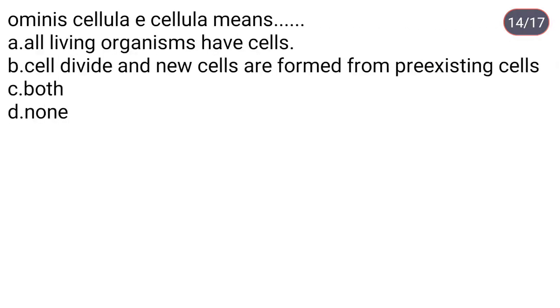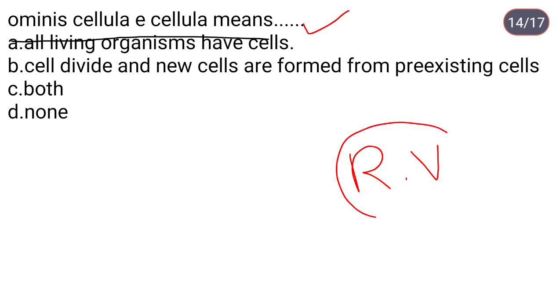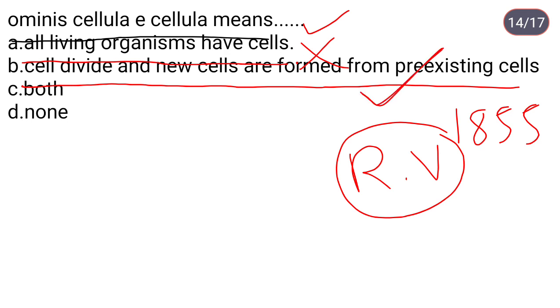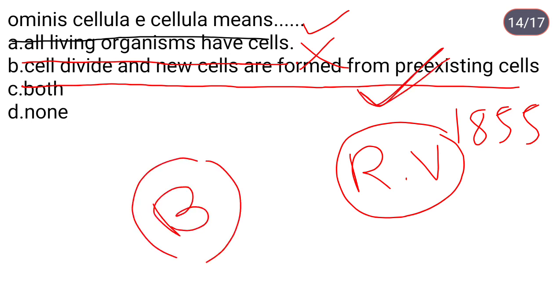And the next question is, omnis cellula e cellula. What exactly is the meaning of omnis cellula e cellula? This statement was given by Rudolf Virchow in the year 1855. What exactly does it mean? Option A, all living organisms have the cell. This is absolutely a wrong statement. And option B, the cells divide and new cells are formed from pre-existing cells. This is absolutely a correct statement. So the answer is B: cells divide and new cells arise from the pre-existing cells.